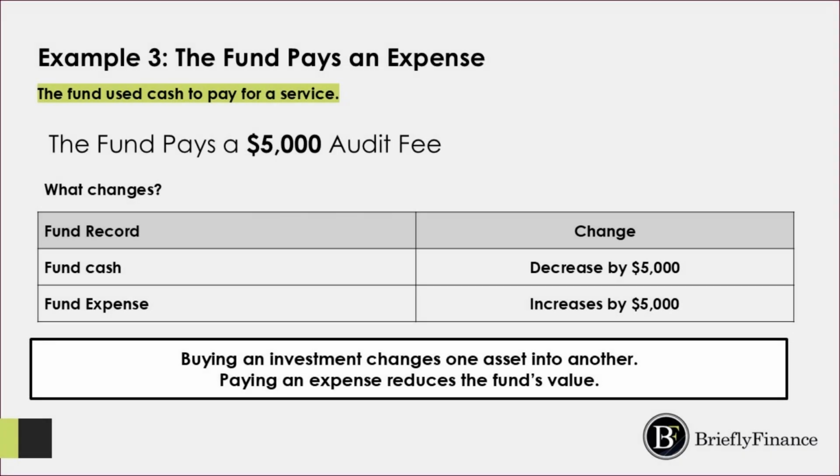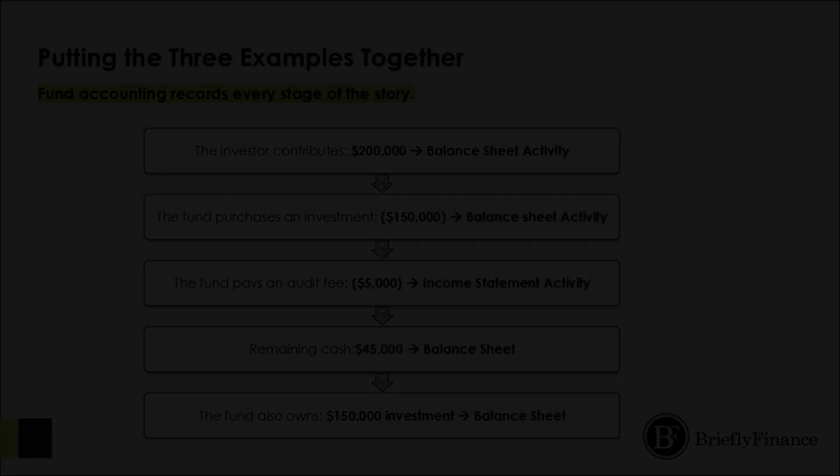Now let's look at the third example. The fund pays a $5,000 audit fee. Again, we ask, what changed? The fund cash decreased by $5,000, and the fund expense increased by $5,000. This is different from buying an investment. When the fund buys an investment, it receives an asset that may create future value. But when the fund pays an audit fee, it is paying for a service. That service has been used. So paying an expense reduces the fund's value.